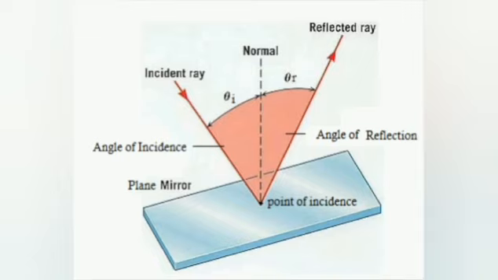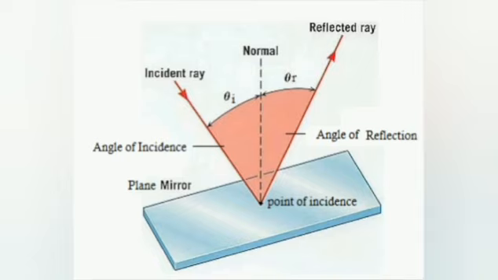Now, don't forget I told you that the incident ray is the ray that hits the plane. That is, the ray of light that hits the plane is called the incident ray, while the ray of light that leaves the plane, that is, that bounces back, is called the reflected ray. The point of incidence is the point at which the incident ray strikes, while the normal is the perpendicular line at the point of incidence, that is, the perpendicular line between the incident ray and the reflected ray.